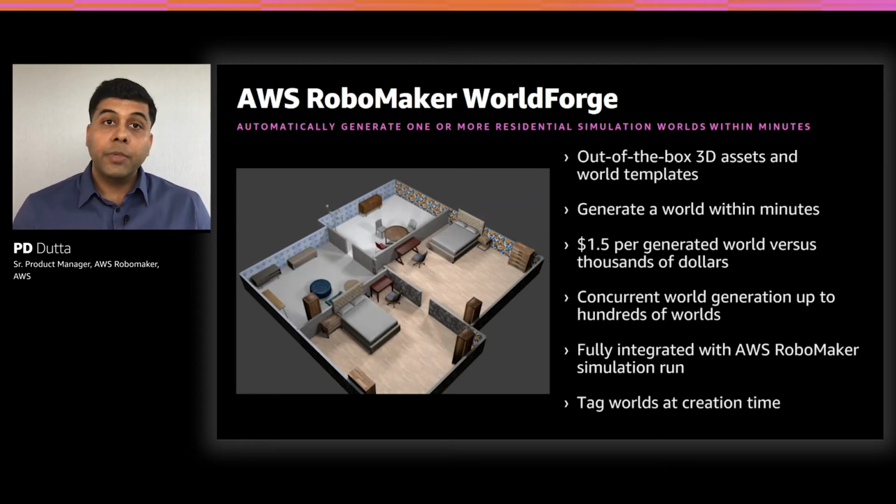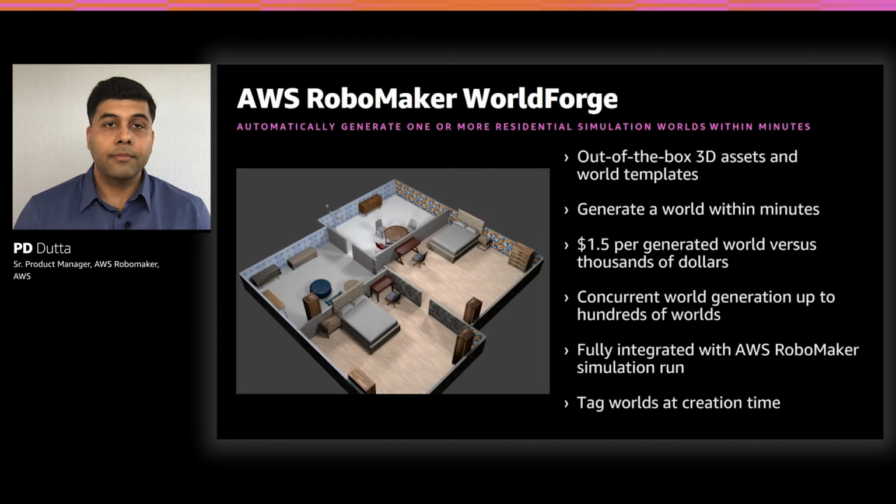WorldForge is fully integrated with Robomaker Simulation, which means that all you have to do is bring your code, choose the world that you've created using WorldForge, and get started with Robomaker Simulation. The worlds have physical properties or default physics built in, so you can test the robot interaction as well. And then WorldForge guarantees that the default position in Gazebo, which is the 0, 0, 0, the default starting position, is always clear, which means that you can start your robot in the simulation without worrying about colliding with furniture.